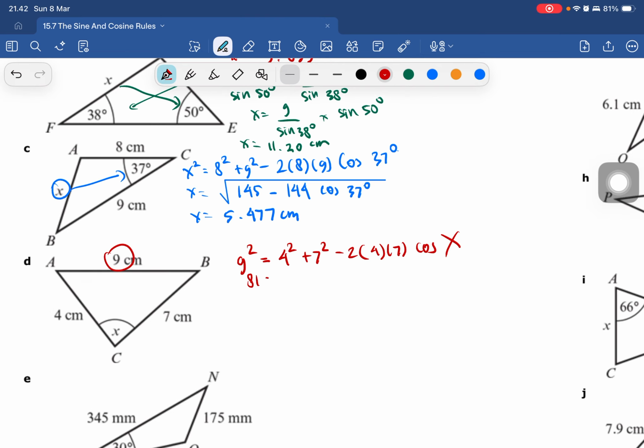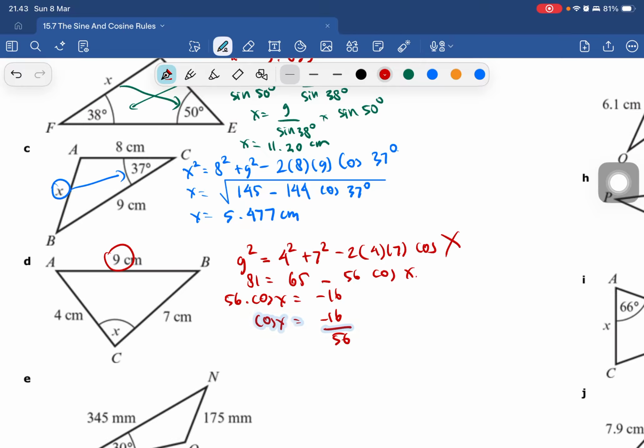Okay, this is 81. So we have 4 squared is 16 plus 7 squared is 49, so this is going to be 65 minus, we have 4 times 7 is 28, double it, it's going to be 56 with cos x. So 56 times cos x is going to be 65 minus 81, which is minus 16. So cos x is going to be minus 16 over 56.